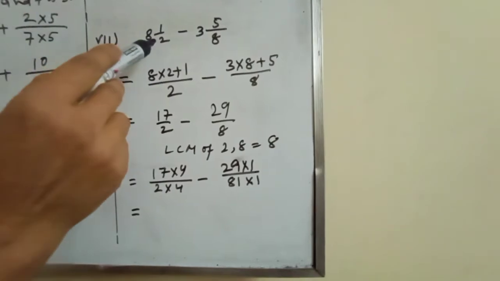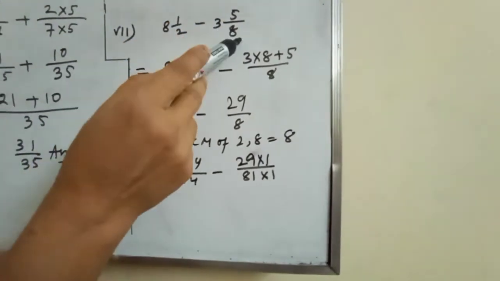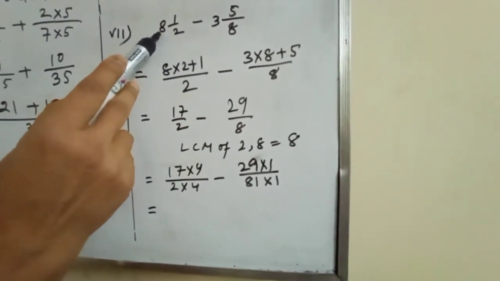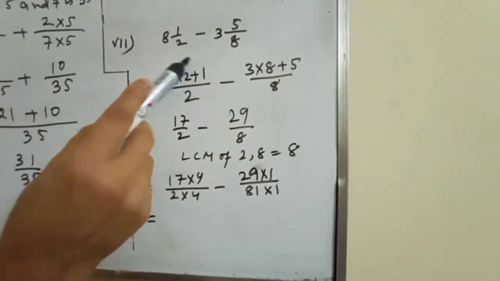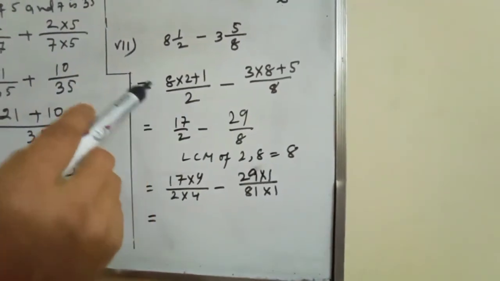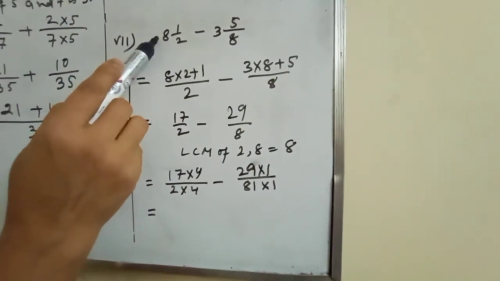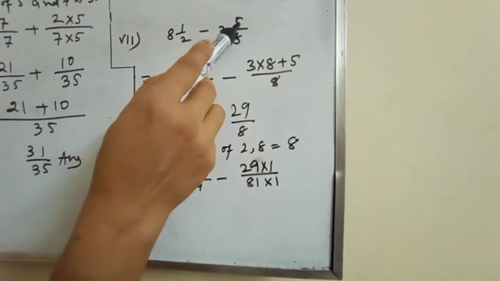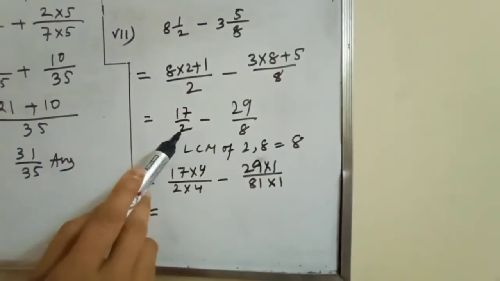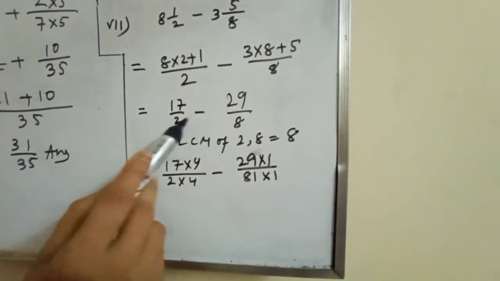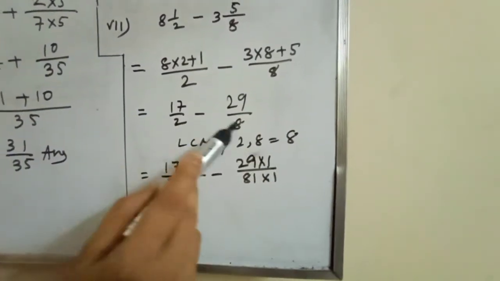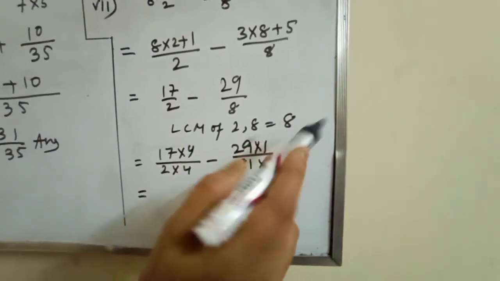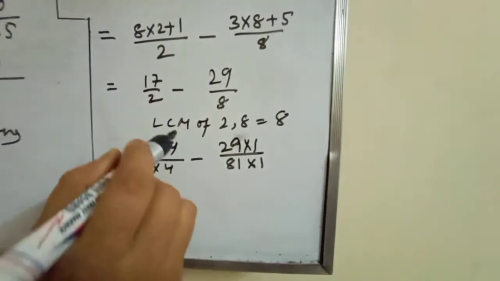It is 7, 8 1 by 2 minus 3, 5 by 8. You can see that it is also a mixed fraction. So how to do it? 8 twos are 16, 16 plus 1, 17. In the laboratory here also I have done this, but from the next time I will not do it. 8 twos are 16 plus 1, 17 by 2, minus 3 eights are 24 plus 5, 29 by 8. Now you have to find the LCM of 2 and 8. It will be 8, as 8 is a multiple of 2. So 8 is the LCM. You can verify by finding the LCM also.